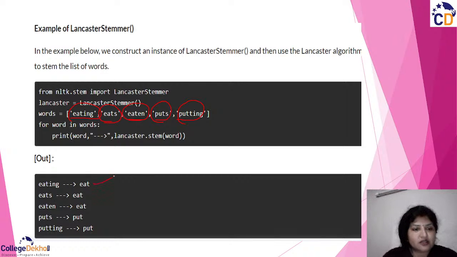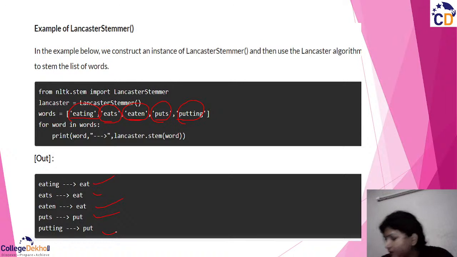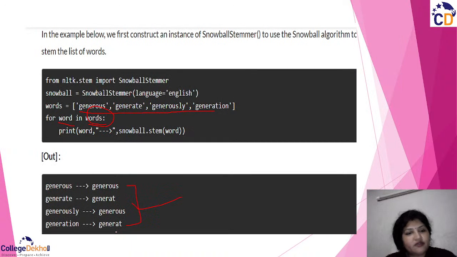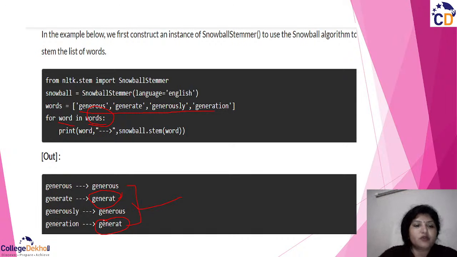Like you have eat, you have eat, again you have eat, puts is put, putting is again put after removing the affixes, and you are getting the base form, and again it would be a meaningful word. So there are some words, like in the previous one, have you noticed this in the previous function, that is snowball stemmer, "e" is removed and the word does not have a complete meaning, right? Here also in generation, the "tion" part is removed, whether the root form is a meaningful word or not does not matter. So yes, this is the main disadvantage of this method.